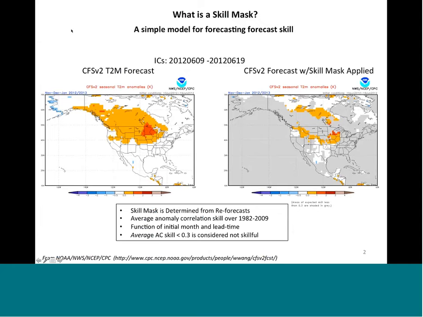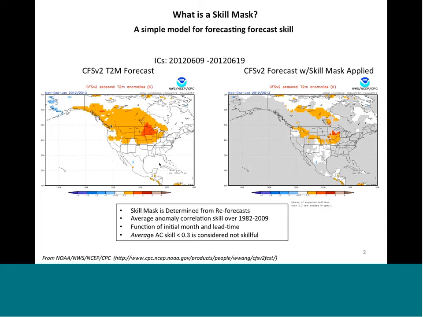All right. So the first question you might have is, what is a skill mask? My definition here, and I'll go into detail on how CPC uses it, is a simple model for forecasting forecast skill. The skill mask used at CPC, an example of which is shown here, is just the average historical anomaly correlation skill determined from the CFS V2 reforecasts.